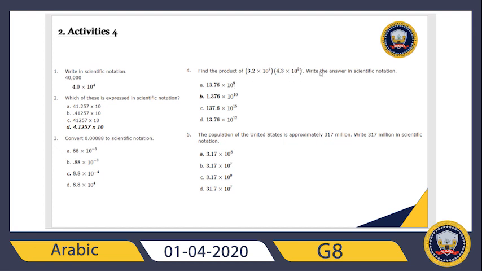But be careful. The question says write the answer in scientific notation. Here the number 13.76 is greater than 10. So we need to convert this number first. So A is false. How can I write this number in scientific notation? So I'm going to divide this number by 10 and multiply it by 10. So it will be 1.376 times 10 to the power of 1. Now 10 to the power of 1 multiplied by 10 to the power of 9 gives me 10 to the power of 10. And this is the right answer, which is B.